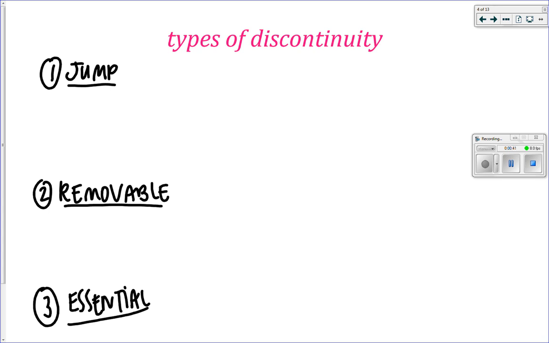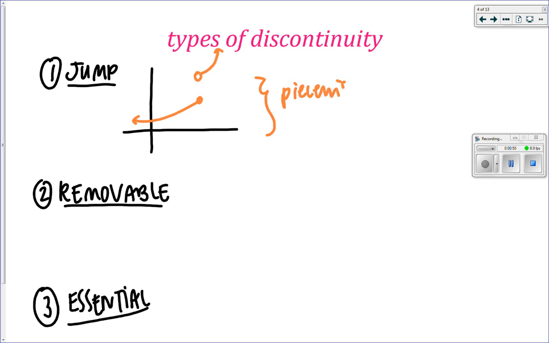So jump discontinuity is going to look something like this, where you have a function and then it literally jumps up and looks a little different. Often, this is going to happen from piecewise functions. And we'll see more of that later.